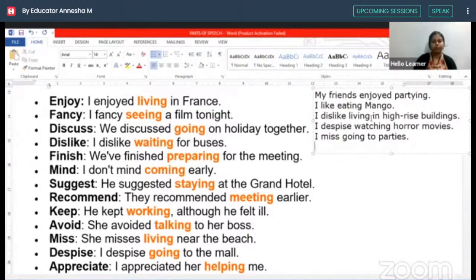Very good. See, all of these verbs, अगर आप try भी करेंगे तो आप इनके साथ infinitive नहीं लगा सकते. I miss to going to parties. Not possible. I despise to watch horror movies. Not possible, right? All of these will only be used with gerunds. इनका direct object हमेशा gerund ही होगा. Okay. Very good. Anyone else who wants to try? बताइए.